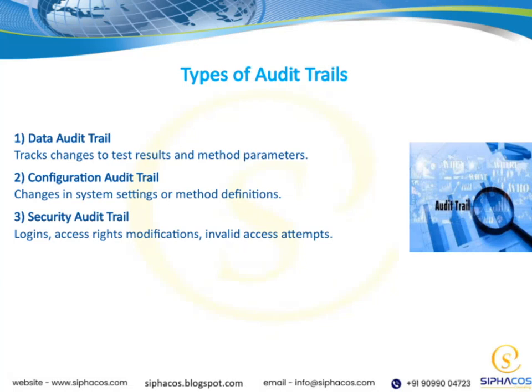Now let's take a closer look at the different types of audit trails. First up, we have the data audit trail. This one is all about tracking any changes made to test results and the method parameters used during testing. It's like a detailed history that helps us ensure data integrity and traceability.